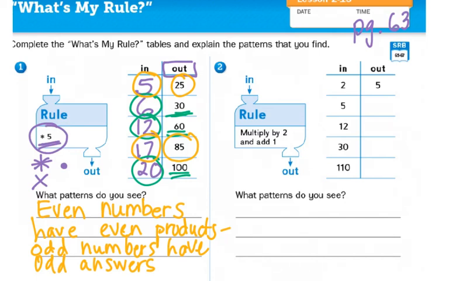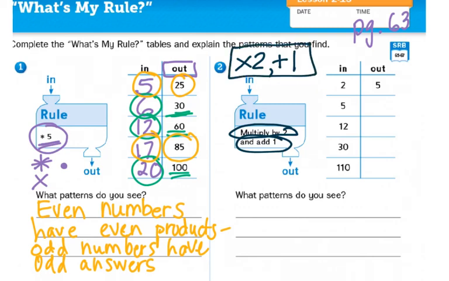The next one has two things that you need to do to it. You're going to first multiply by 2 and then add 1. That's the rule. So if 2 went in, 2 times 2 is 4 plus 1 is 5. Now we'll take 5 times 2, which is 10, plus 1 is 11. 24 doubled is 48, and then add 1, 49. Remember to be filling out page 63 with me.